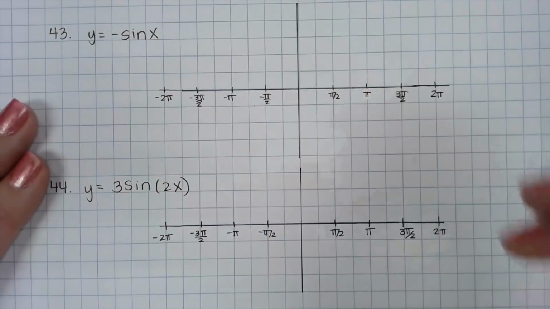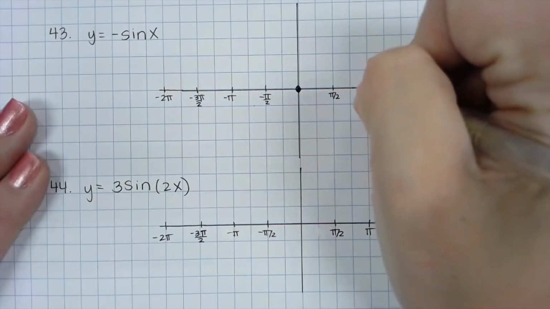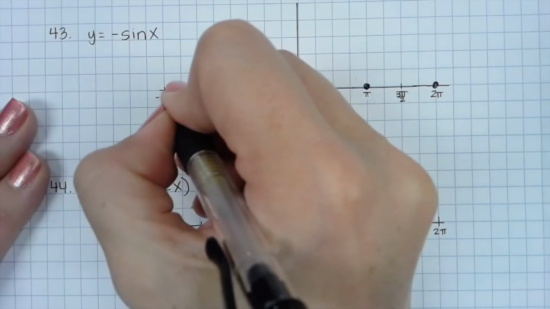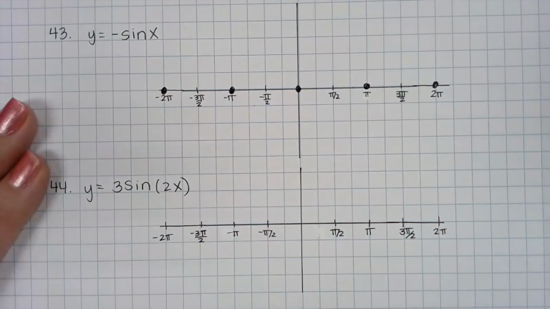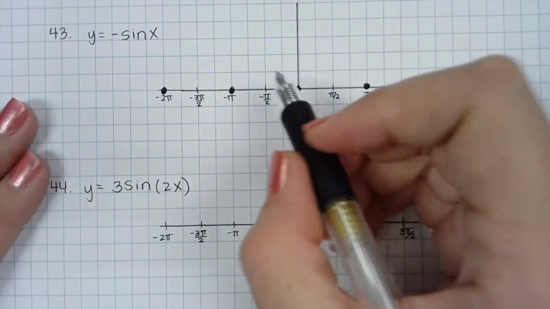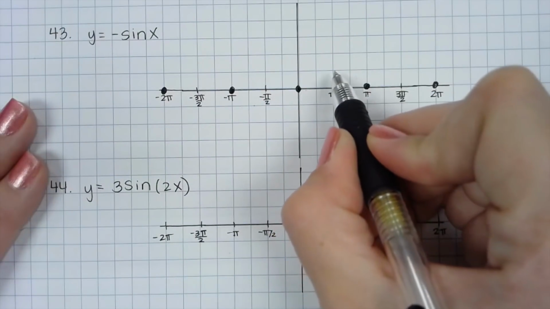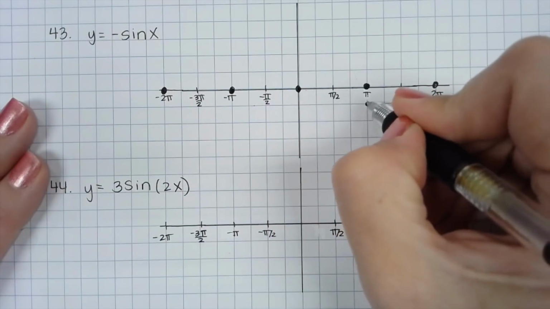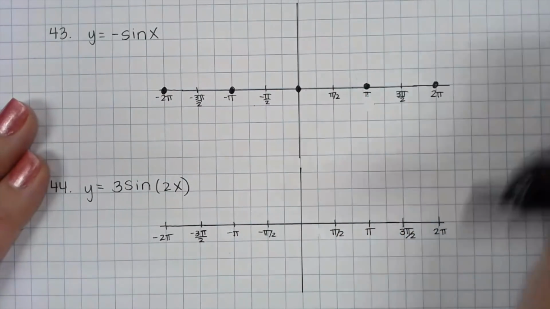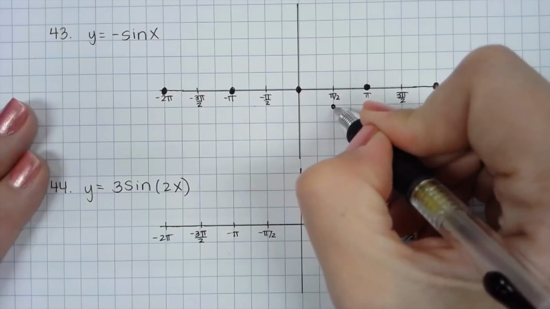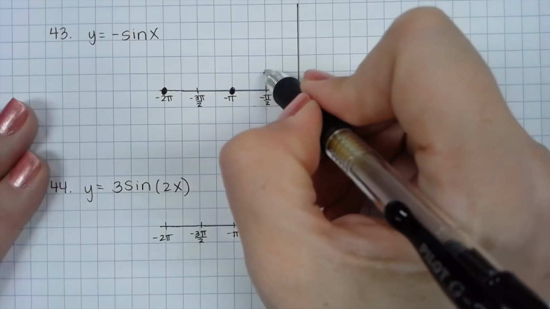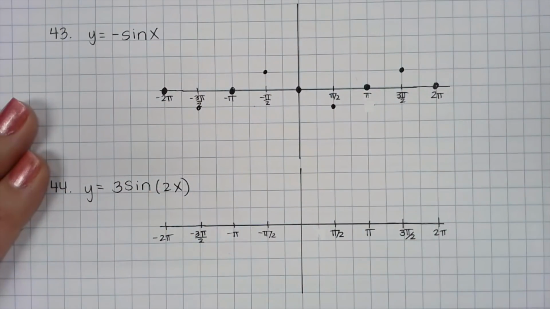43 asks me to graph y equals negative sine of x. So my zeros are going to be in the same place on this one. And again, I know that because there's no horizontal compression happening. There's no number next to the x, so it's not changing how fast the graph is waving. The only thing different on this one is the negative out front. So normally at pi over 2, it would go up to 1, but if it's negative, it's going to go down to 1. Oops, that's in the wrong spot. So at pi over 2, normally it would go up to 1, but it's going to go down to 1. And then at 3 pi over 2, normally it would go down to 1, but it's going to go up to 1. And then over here, again, it would be the opposite.